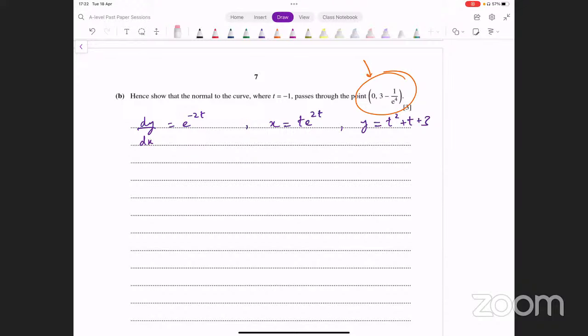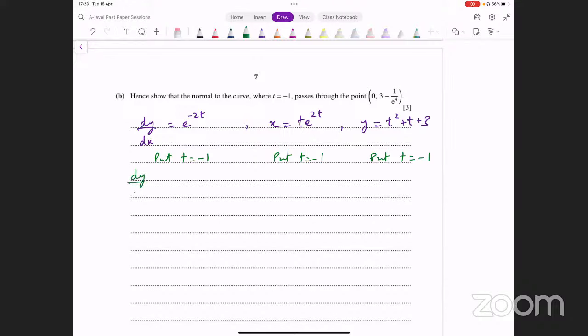So the first thing we have to do here is find the equation of the normal. Normal की equation कैसे आएगी? Normal is a straight line. Straight line की equation के लिए आपको क्या करना होता है? आपको gradient find करना होता है और एक point चाहिए होता है. ठीक है? अब हम क्या करते हैं? t की वैल्यू -1 है. t की वैल्यू पहले इन सब में इनपुट कर देते हैं. Let's input t equals -1 here, put t equals -1 here, and put t equals -1 here.